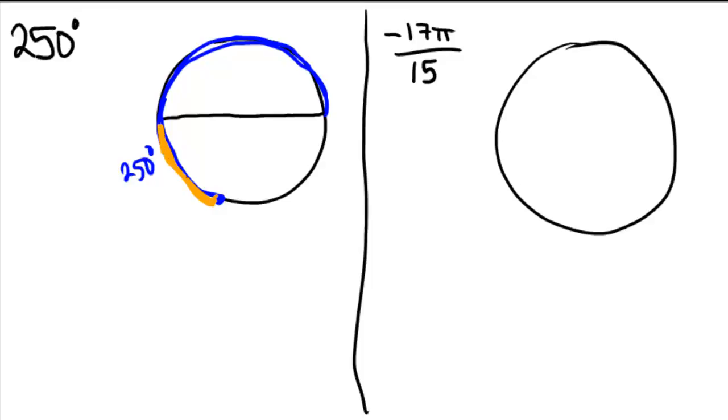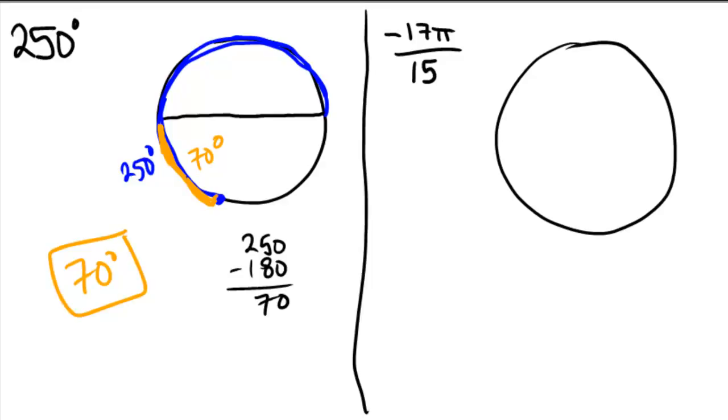So the 250 overshot the 180. It overshot the horizontal diameter. How much did it overshoot by? Well, 250 is how far we went, 180 is the horizontal diameter, so that means we overshot by 70. So this orange part would be 70 degrees, and so that's our reference angle.